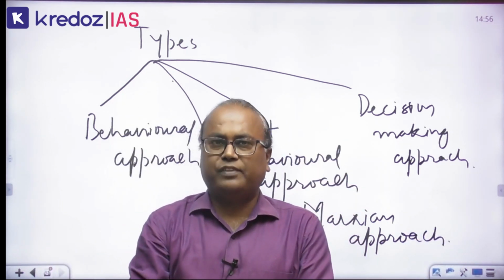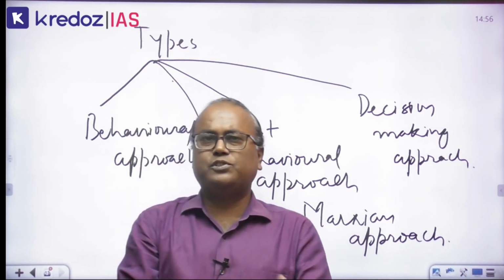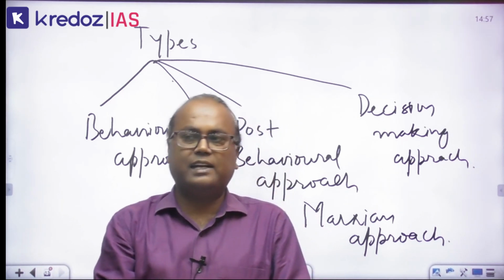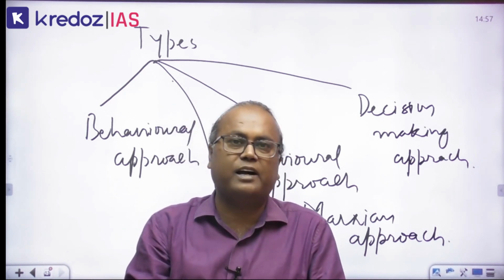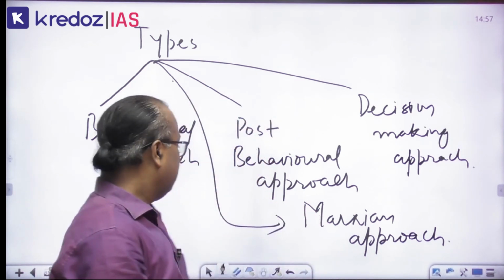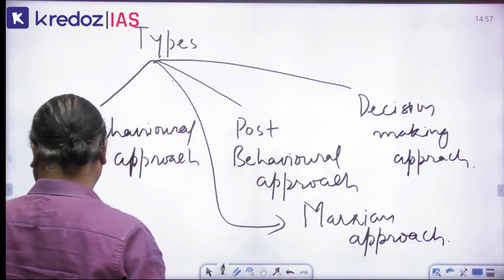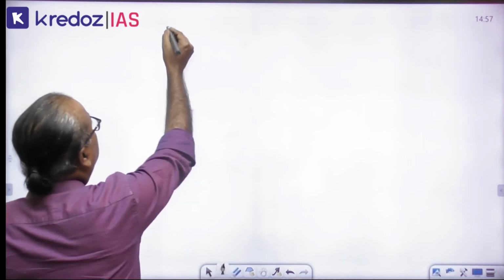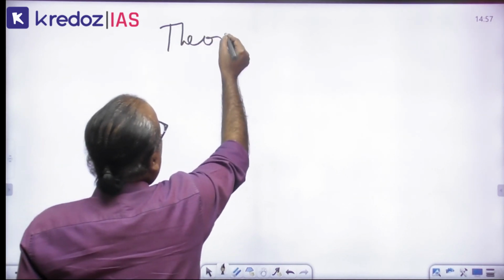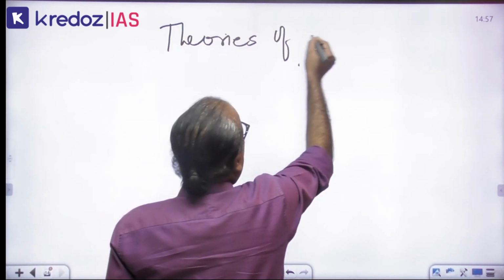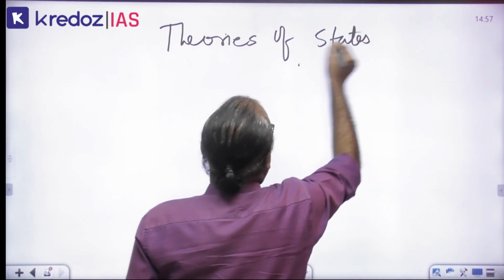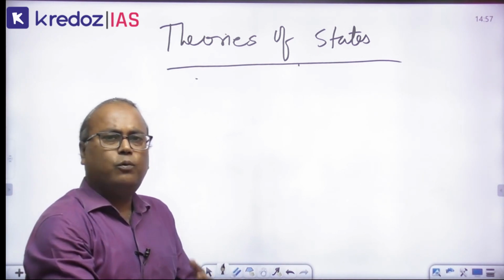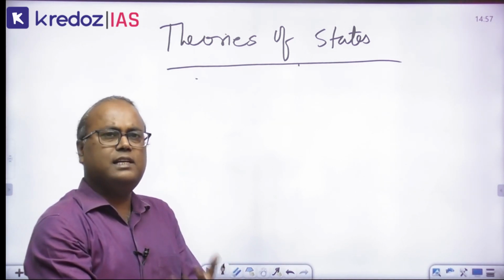So once we finish this modern approach and traditional approach, the next part of the syllabus is going to be the theories of a state, and it is a very, very important and crucial part of our syllabus. Questions are usually asked from this section. So next is the theories of states. Now in the theories of a state, you have to understand what theory is all about.